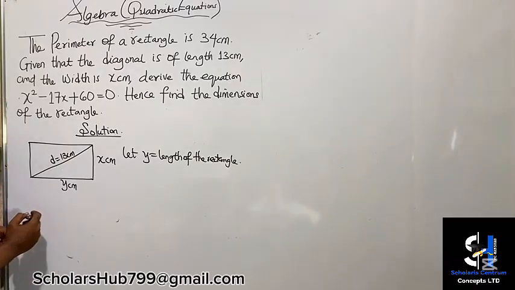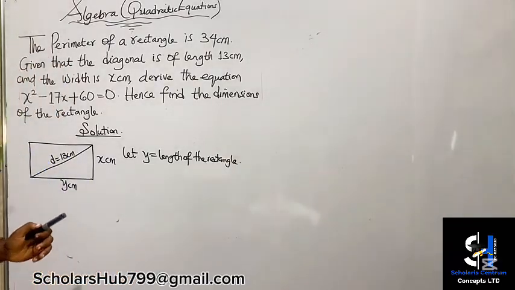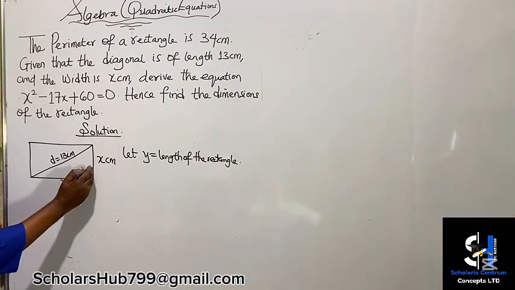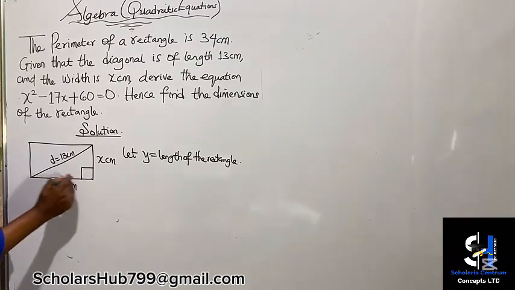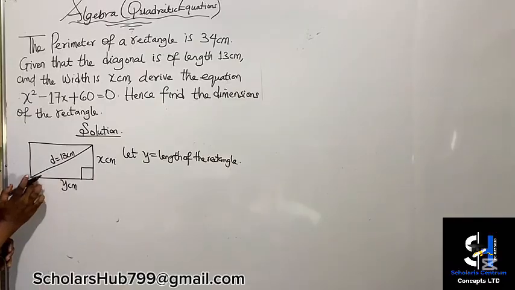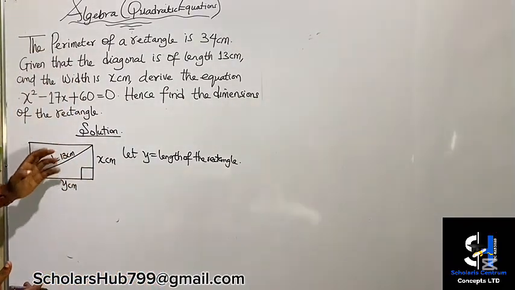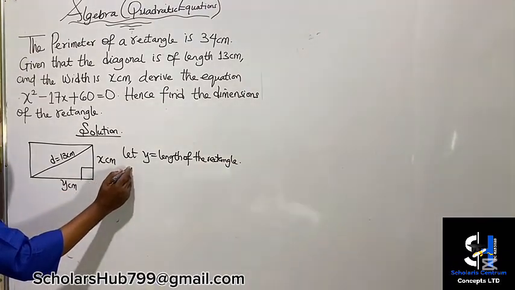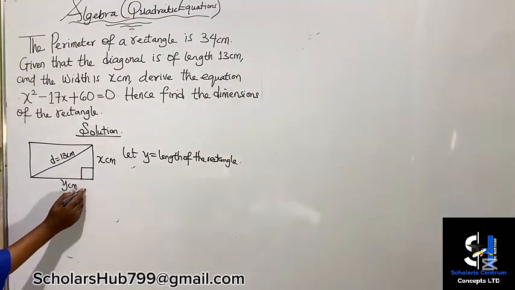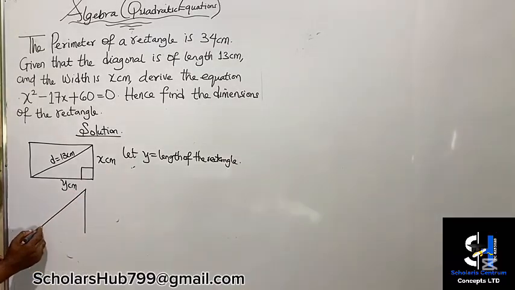Okay. Now, looking at this shape, we know that one of the features of a rectangle is that the angles at each corner are what? A right angle, that is 90 degrees. So the angle at this corner will be 90 degrees, and this is why this triangle will be called a right triangle. So let me redraw the triangle. So we have a right triangle.